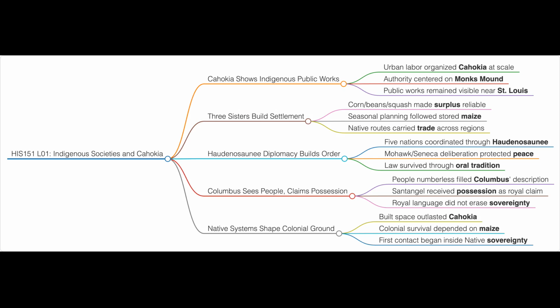The Haudenosaunee Confederacy reveals a different kind of native contribution. It shows political design. The Mohawk, Oneida, Onondaga, Cayuga, and Seneca joined in a confederated system that coordinated peace and diplomacy in the Northeast. The Confederacy did not erase local identities. It created procedures through which separate nations could settle disputes, manage common concerns, and act together when needed. That structure stabilized diplomacy because it transformed political survival into a repeatable practice.